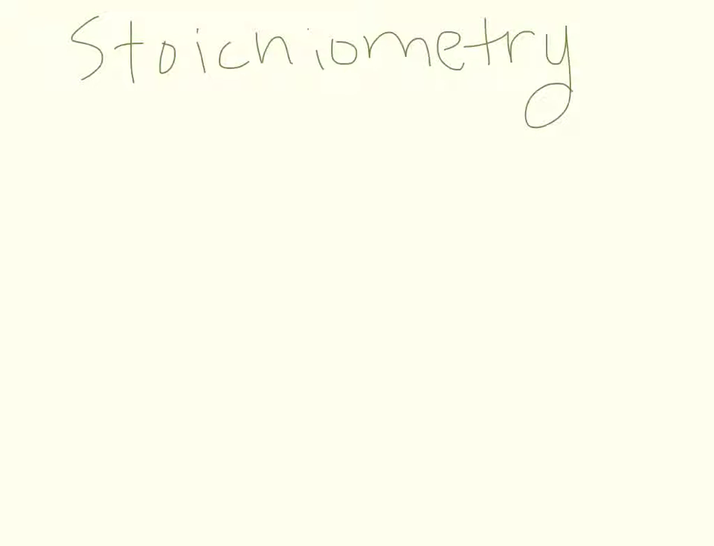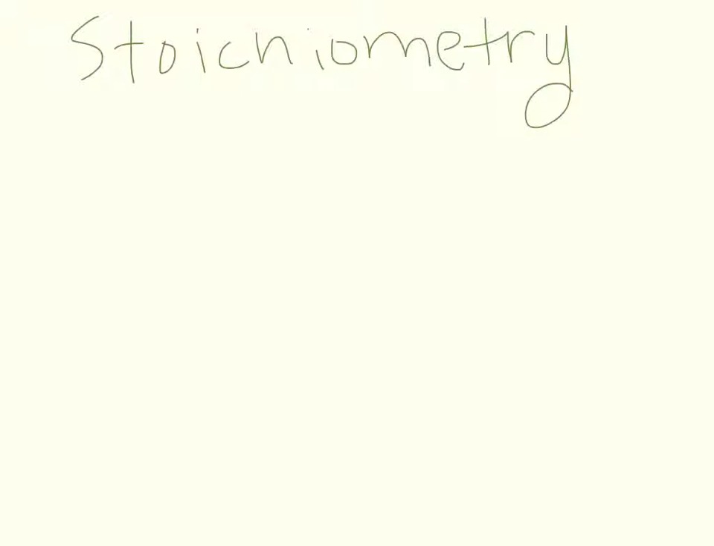This video is going to help explain stoichiometry. Stoichiometry is where we use our mole-to-mole ratio in a balanced chemical equation to figure out what can be produced, or how much of something we should have to start with in order for our reaction to take place.